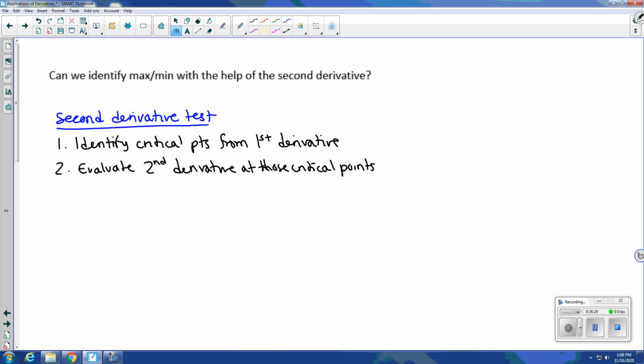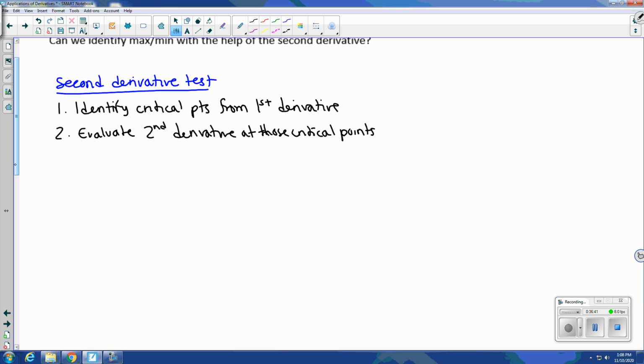So rather than using the sign chart to determine where the function goes from increasing to decreasing or vice versa, what you can do is find critical points and just plug those critical points into the second derivative. When you plug it into the second derivative, you've just determined what concavity is occurring at that point. And if you know the critical points represent potential maxes and mins, then by evaluating the second derivative and determining its concavity, you will be able to identify a max or min.